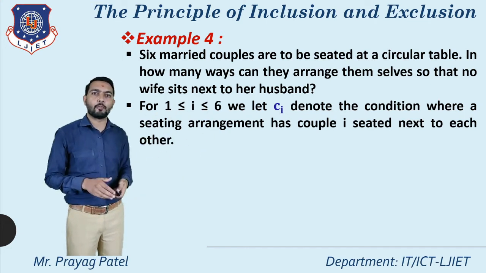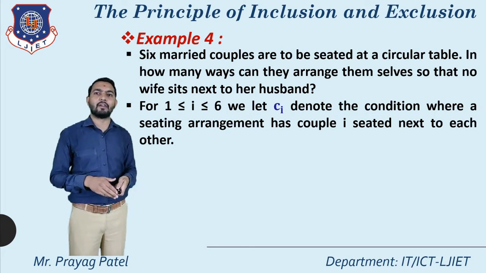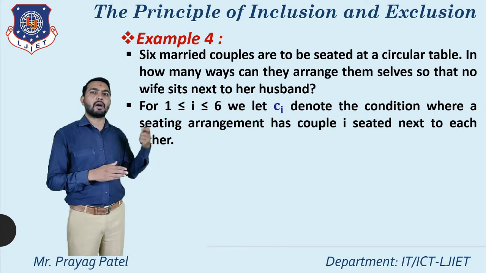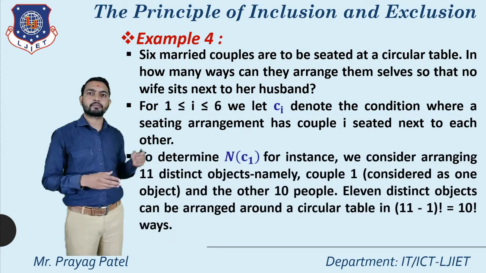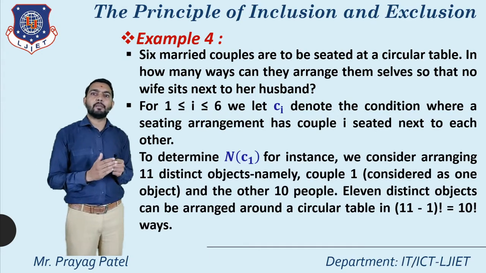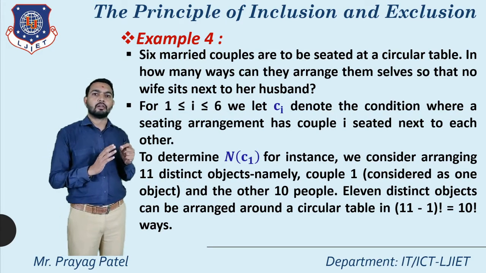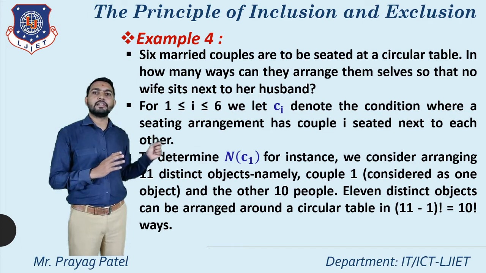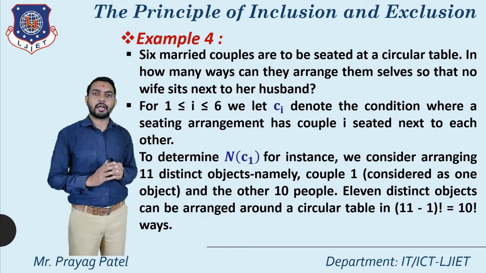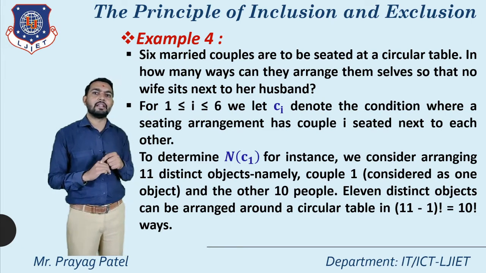So we consider the opposite thing and we find the resultant value as N(C1' C2' C3' ...) like this. For that, to determine N(C1), for instance, we consider arranging 11 distinct objects, namely couple 1 considered as one object, because here we consider C1, that means the first couple, N(C1).